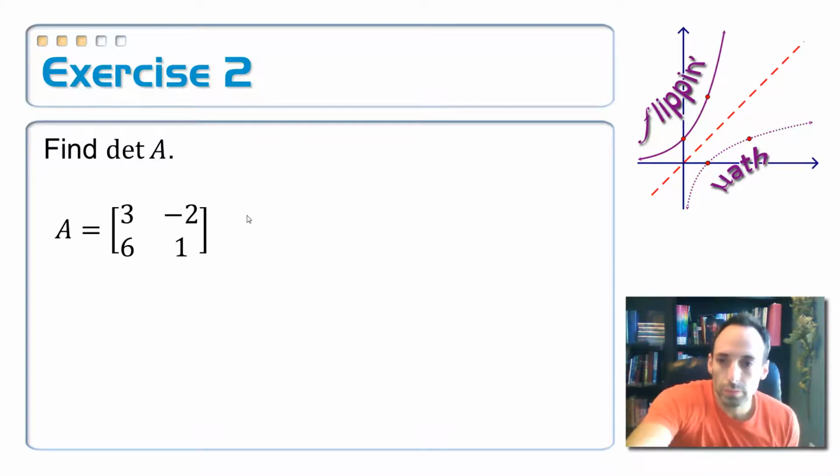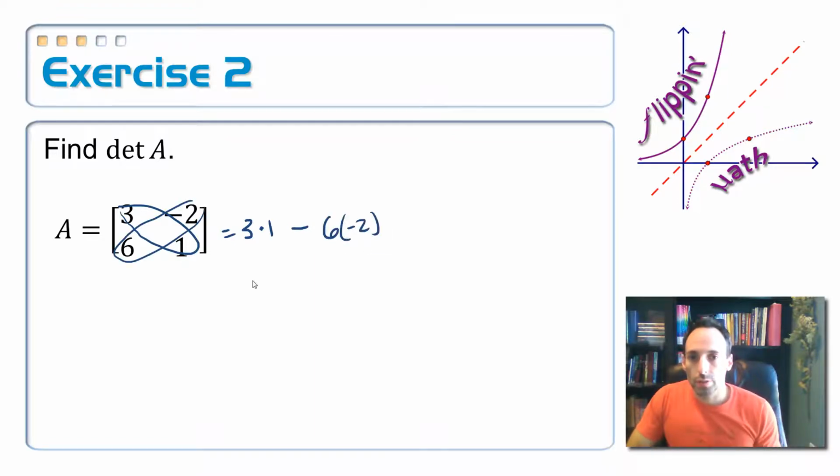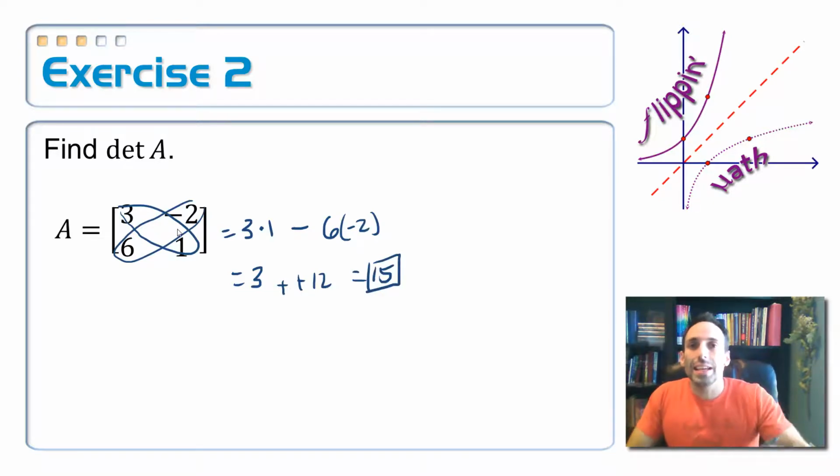So I want to do the major diagonal first, so that's going to be 3 times 1 minus, and then the minor diagonal, 6 times negative 2. Now, of course, when you're doing this, you could probably do that multiplication in your head, but I did want to show the little steps there. So this is 3 minus a negative 12, so plus 12, that's 15. Since this is the determinant of that matrix A, it determines something, but what?